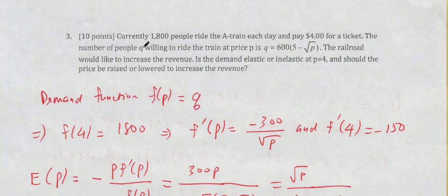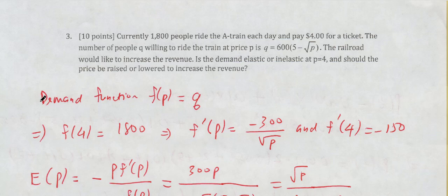Now, this question, number 3. Currently, 1,800 people ride the A train each day, and they pay $4 for a ticket. Now, the number of people Q, this is the quantity of people, willing to ride the train at the price P is Q equal to this expression. The railroad would like to increase the revenue, so is the demand elastic or inelastic at P equal to 4, the price of $4 right here, and should the price be raised or lowered to increase the revenue.